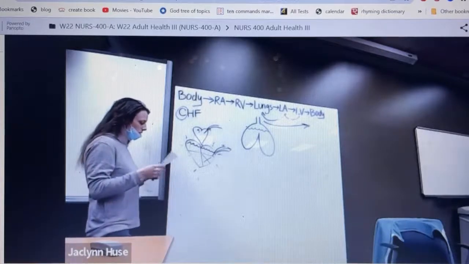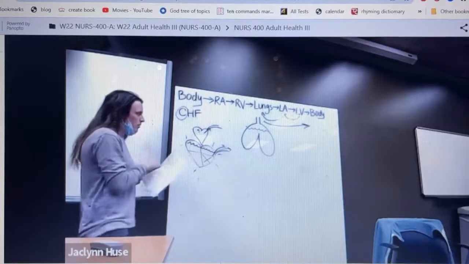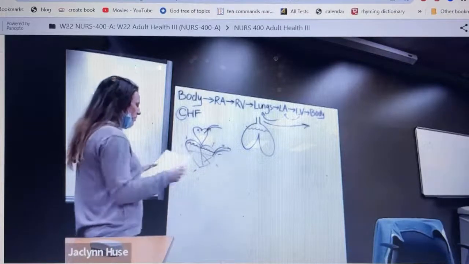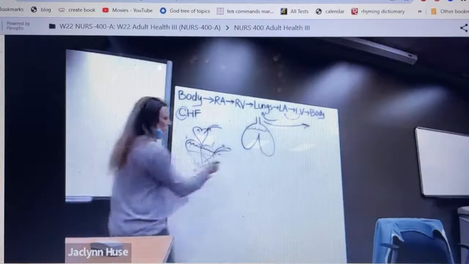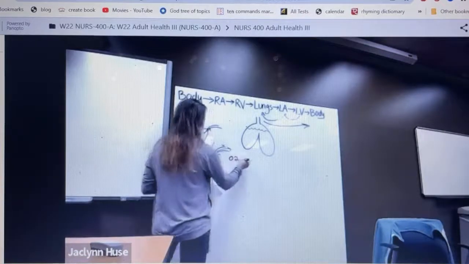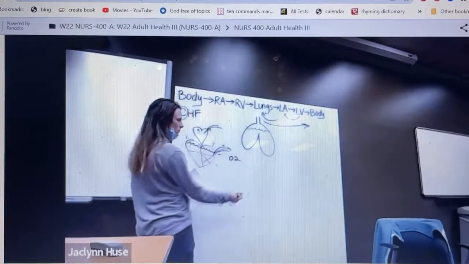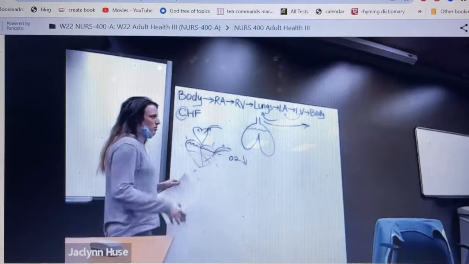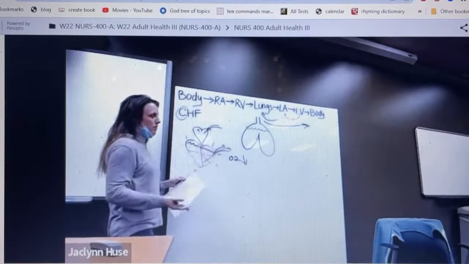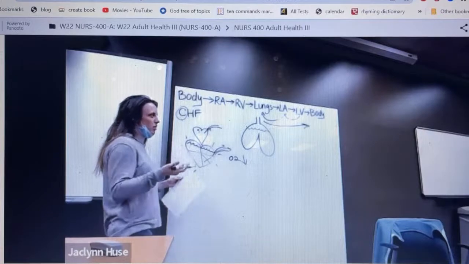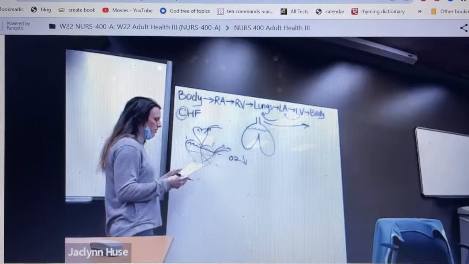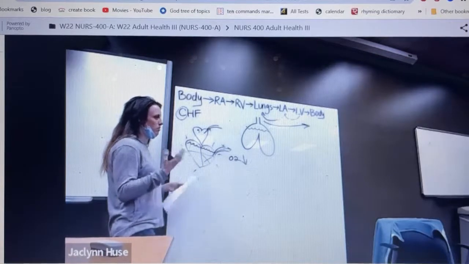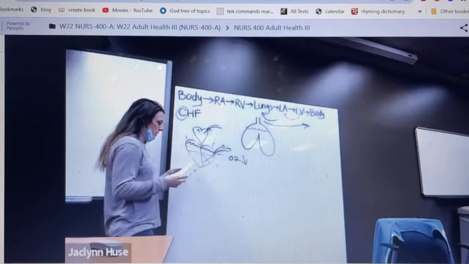Let me erase some of this probably. Let's see what else. Okay, so you have this problem, right? The blood isn't exiting into the body. So what's that going to do to your O2? Your perfusion's going to be poor, and your oxygen is going to go down, right? Because your body's not getting enough oxygen. Your lungs are backed up, so the gas exchange isn't going to be fantastic. So a lot of people with CHF end up needing supplemental oxygen just to do life.